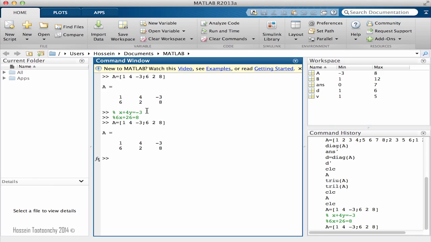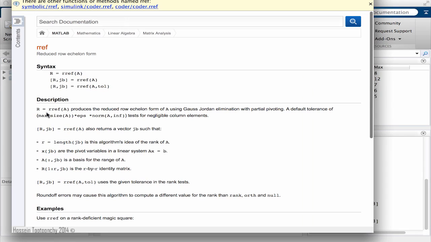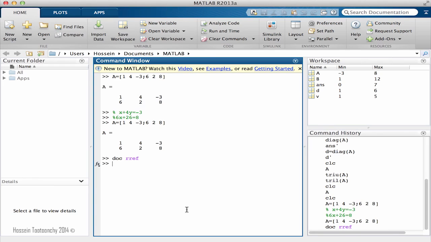There are different methods for getting the result, but today I'm going to show you one of the easiest ones, which is called the reduced row echelon form. If you want to investigate further, you can type doc RREF and hit enter, and you can read the definition and what it does. But I'm not going through that because it is just going to make things more complicated. What I'm going to do is show you how useful the whole thing will be.